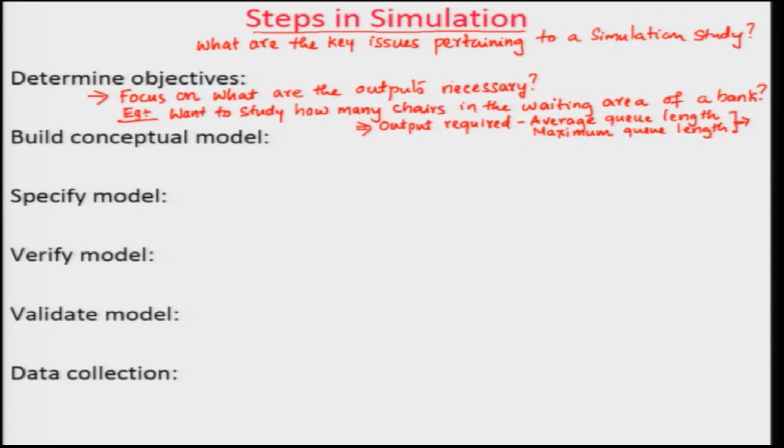So, the objectives also translate to what the outputs are. These are the outputs given by the simulation model. That is what we are interested in here. Now, the second part is to build the conceptual model. We talked about the conceptual model. This translates to focusing on how the system works.